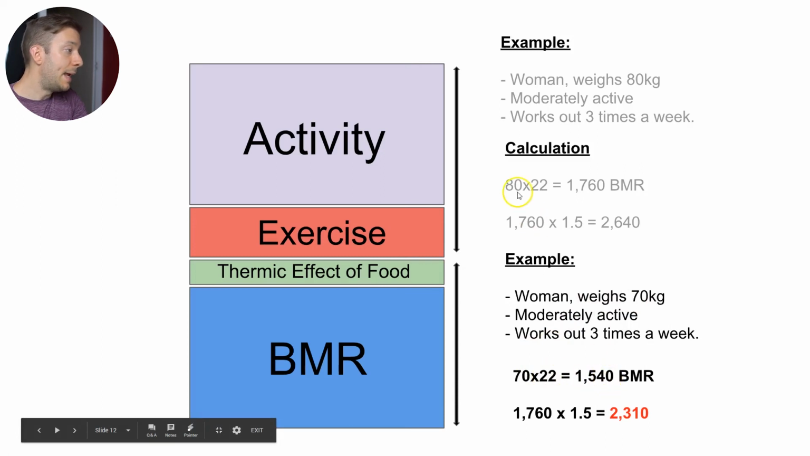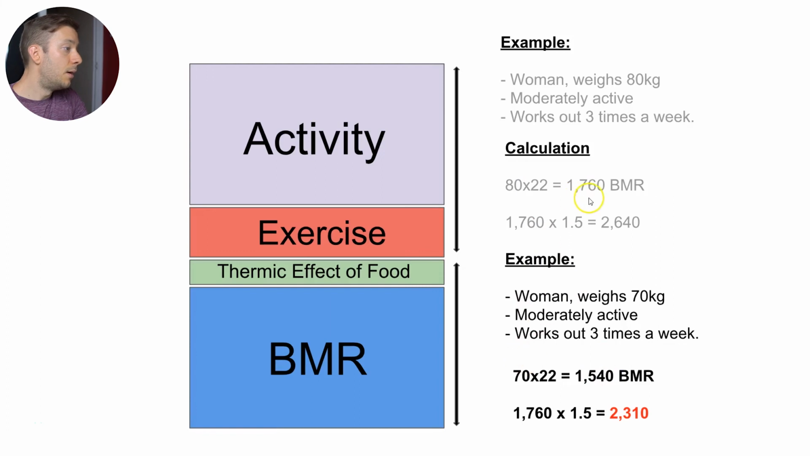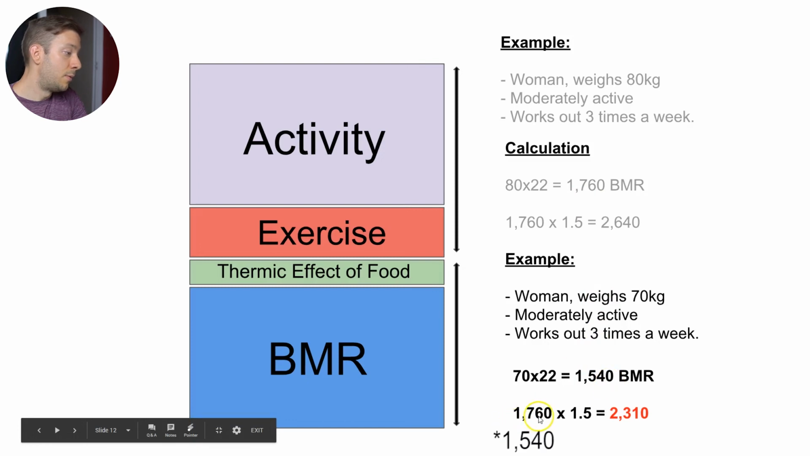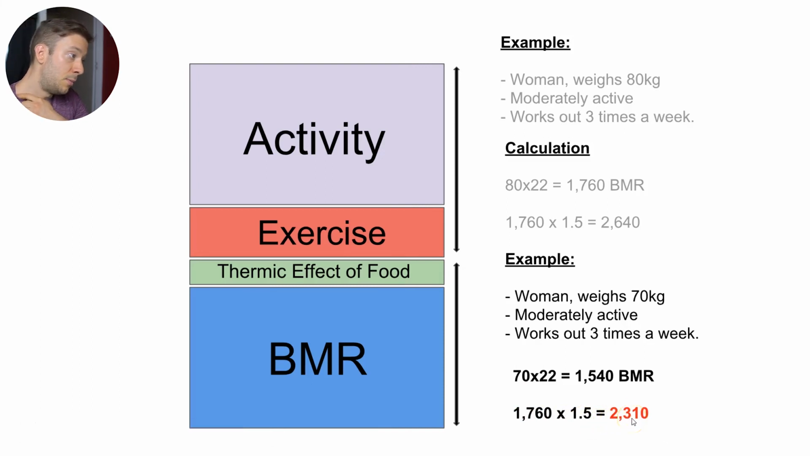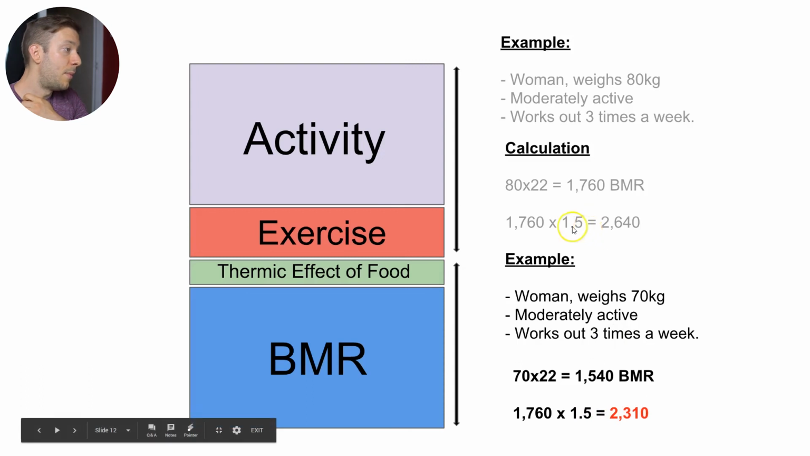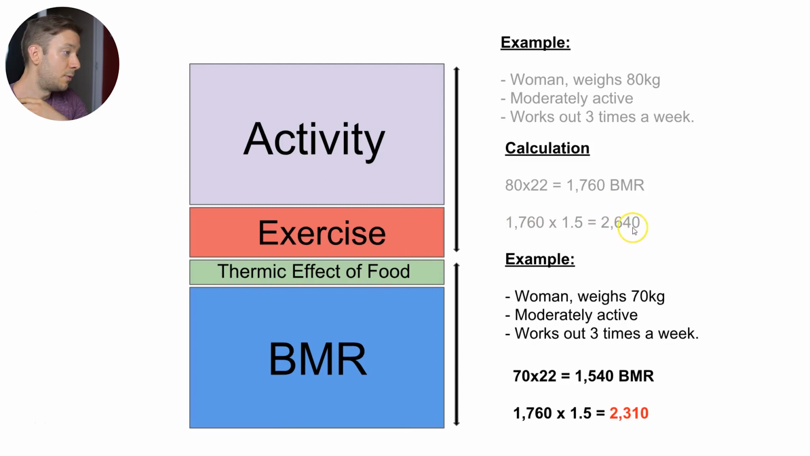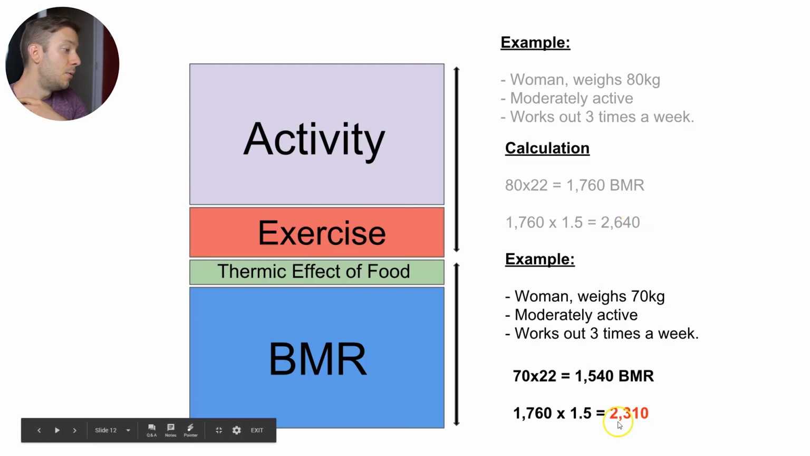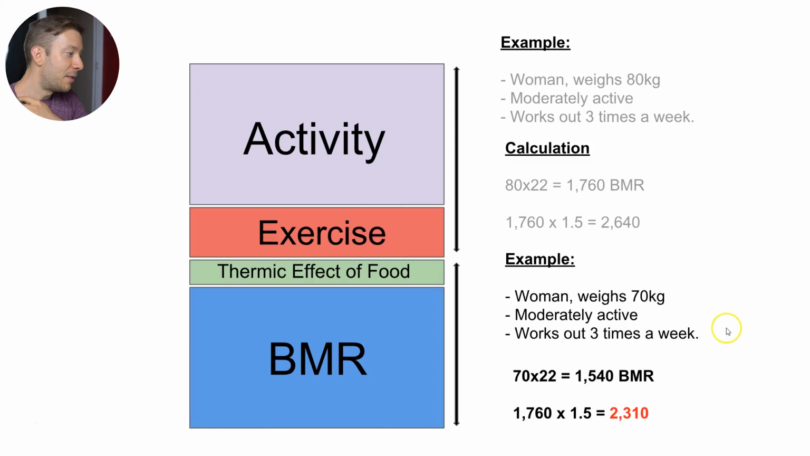So instead of being 80, it's now 70. So the number is not 1,760 anymore, it's 1,540. There's a little mistake there, that should be 1,540. Multiplied by 1.5, the activity factor, is now only 2,310. So before, because her BMR was higher, because she was heavier, she could eat 2,640 and maintain her weight. Now it's only 2,310. So an unfortunate effect of losing weight is you don't need so many calories.